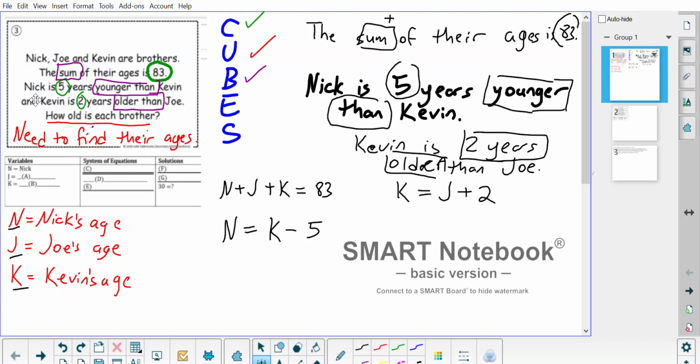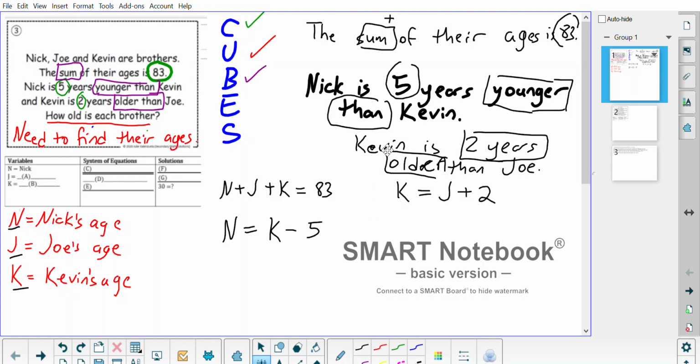Now in the second part, Nick is 5 years younger than Kevin. 5 is circled, younger than is boxed, right? So if we wanted to write this as an equation, N is equal to, because we're talking about his age, and how do we find his age? 5 years younger than Kevin. You want to take Kevin's age, who's the oldest, and you want to take away 5 from that. So K minus 5.